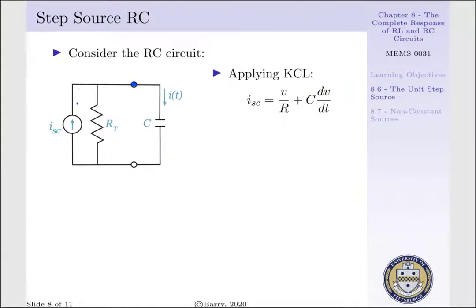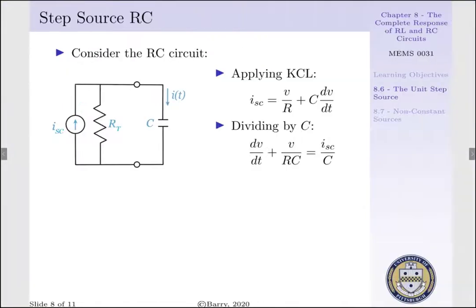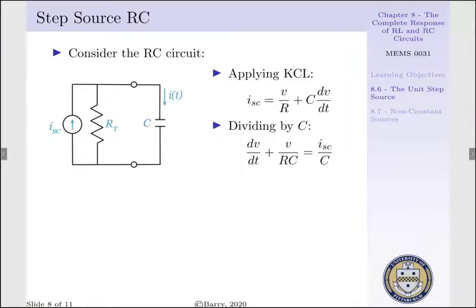In this equation, we have our current coming from our source entering the node, where we have current I, which is our voltage potential per our Thevenin resistance running down our resistor, as well as the current running through our capacitor, expressed as C times the time rate of change of our voltage. Now, if we divide by C, we have the time rate of change of our voltage plus our voltage per RC is equal to I, our current source, per our capacitance.